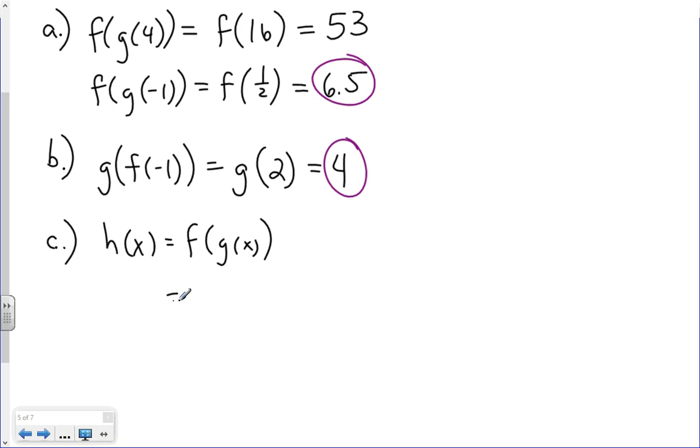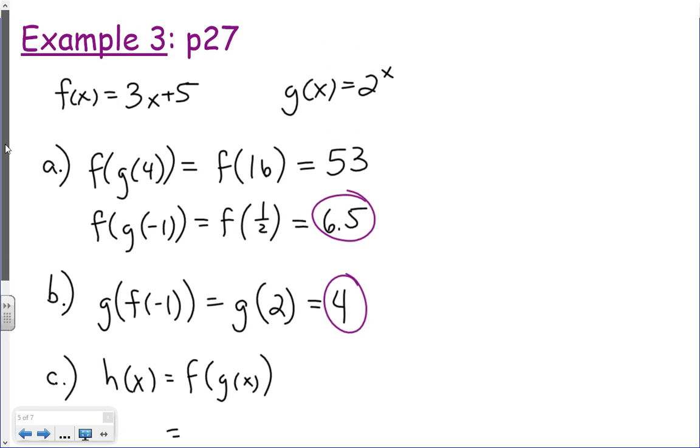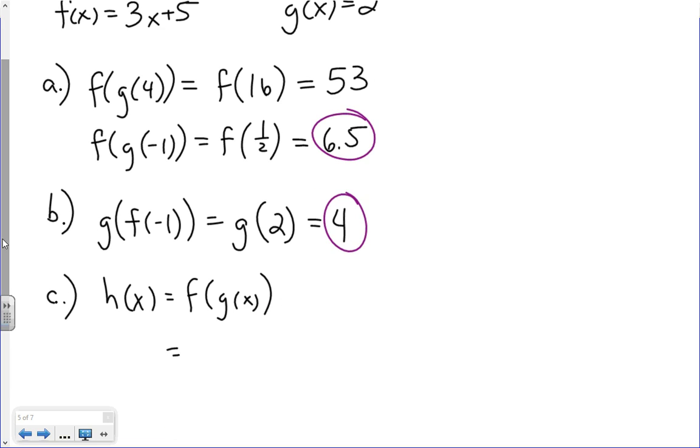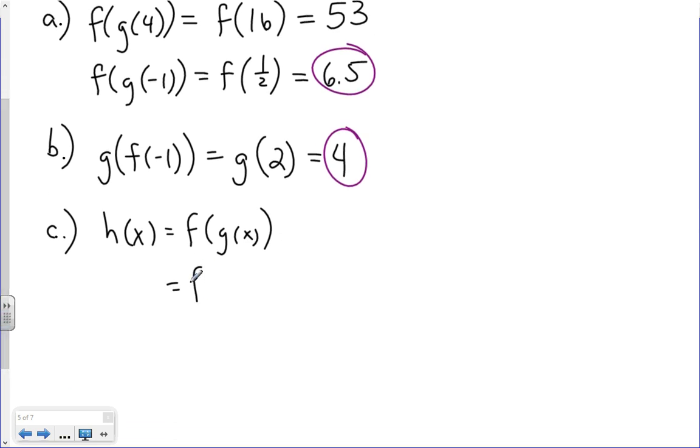So let's do a little bit of substitution, similar to what we just did up above, but instead of plugging in numbers, I'm going to be replacing these with the function. So g of x, there's nothing I can do to simplify that. Just simply replace g of x with what it's equal to. G of x, the inside function, is 2 to the x power. So I write that as f of 2 to the x. And now I take that and I plug that into function f.